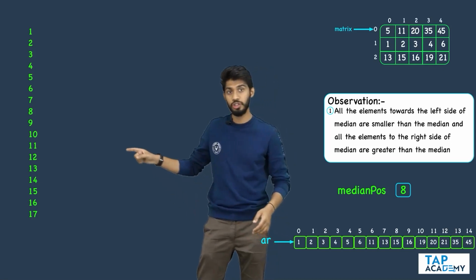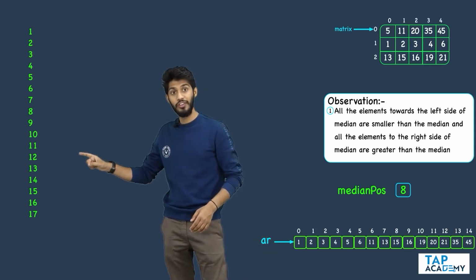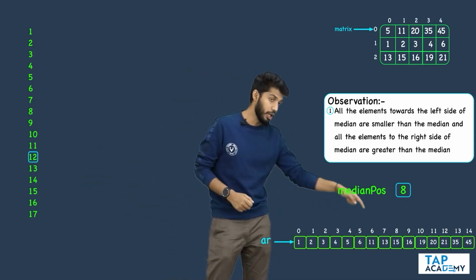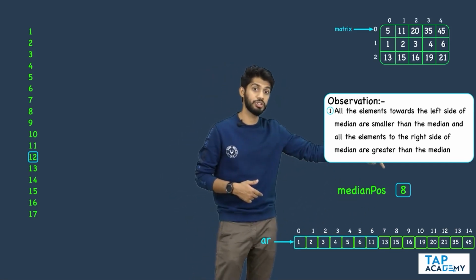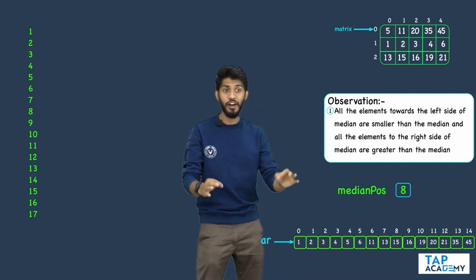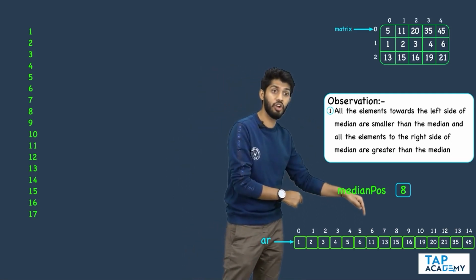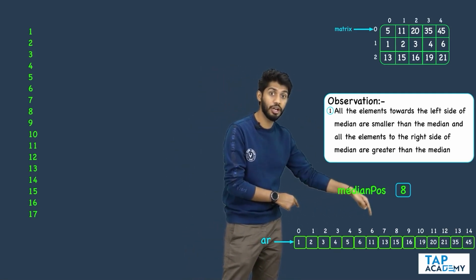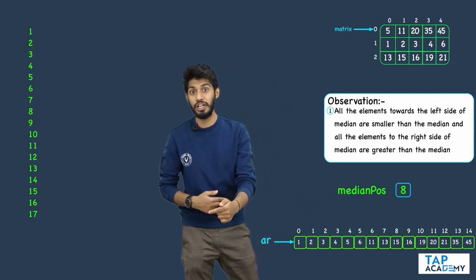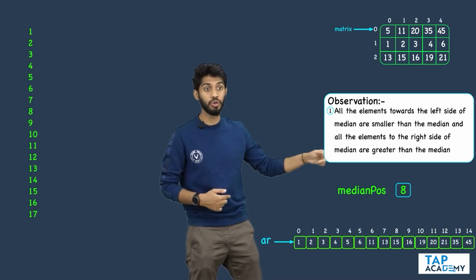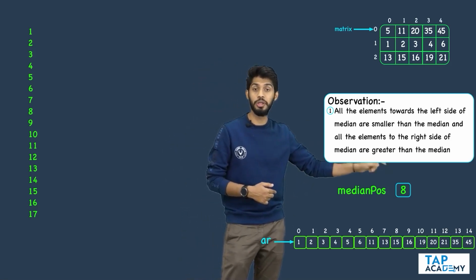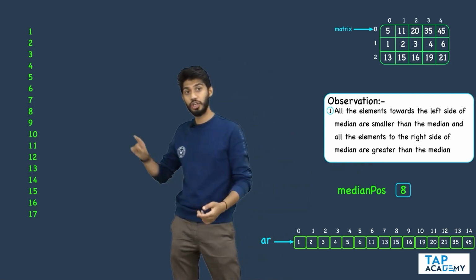I need to continue this operation. Next I will check with 12. If I check with 12 in this case, again there are 7 elements, so still not matching with this. Every time after I find how many elements are less than or equal to, for this I definitely need to traverse this. After that I will check one condition: is the count of elements less than or equal to this value equal to the median position? It's not. If it is not, I need to continue the operation.